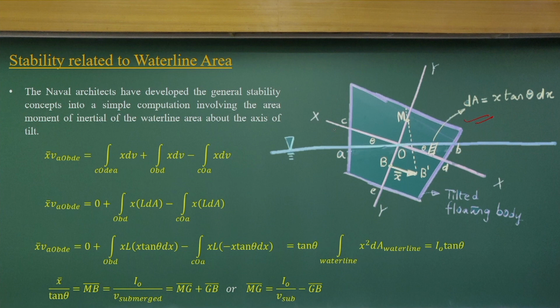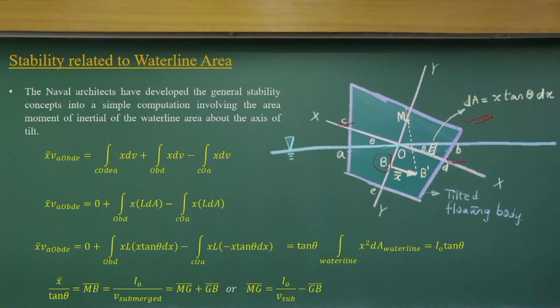Let us have the initial position of the water line, which goes through C to D. Initially it was C to D and it was tilted. Because of the tilting, as explained earlier, B changes to B1 dash. The basic idea is to find out how we can establish a relationship for the metacentric height.